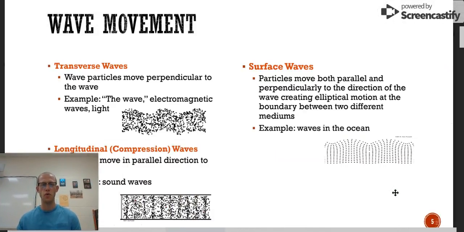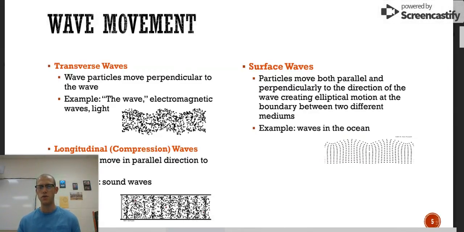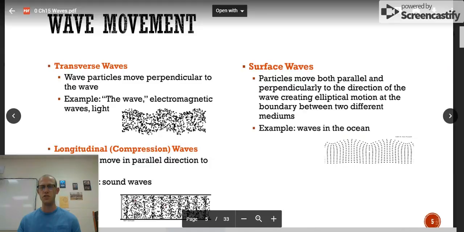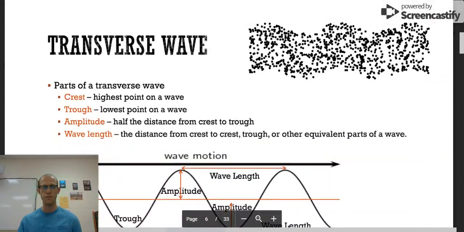Surface waves, those are more talked about when we have waves in the ocean or earthquakes. They are when particles move both parallel and perpendicular to the direction of the wave, creating an elliptical motion at the boundary between two different mediums. So if this is your water and this is your air, at the boundary between, you have this elliptical type motion. Same thing when we have an earthquake. This is what the ground does, and this is what the air is doing, or the ground and then the ocean above it. So different types of waves have different patterns to them. Surface waves are a combination of both.